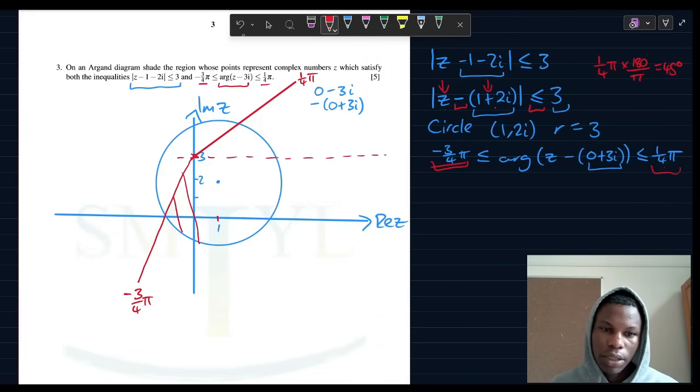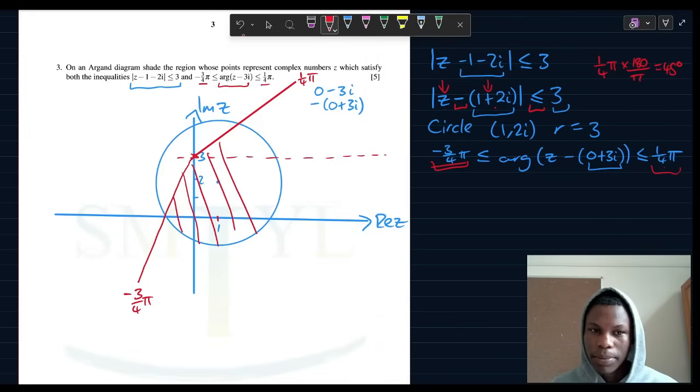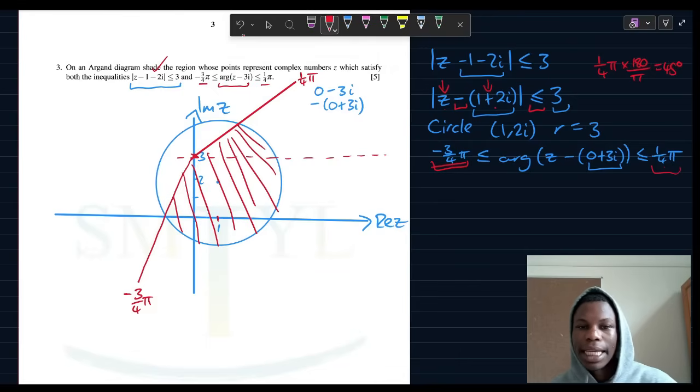But now you can just go ahead and shade this whole region, because remember the first inequality is saying inside the circle and the second inequality is saying between these two angles. So both of them have to be satisfied: inside the circle and between these two angles. And that's that area that I've shaded. And that will be your Argand diagram.